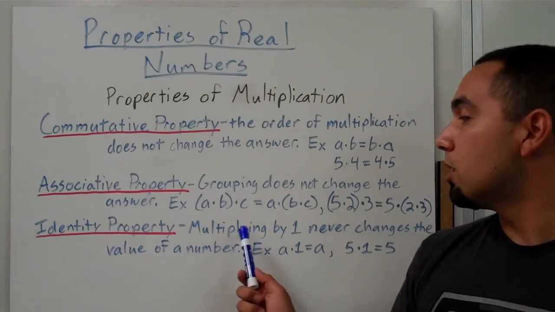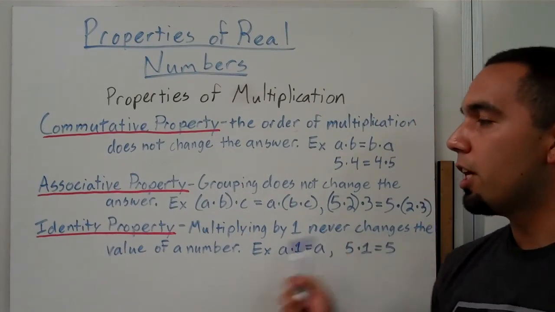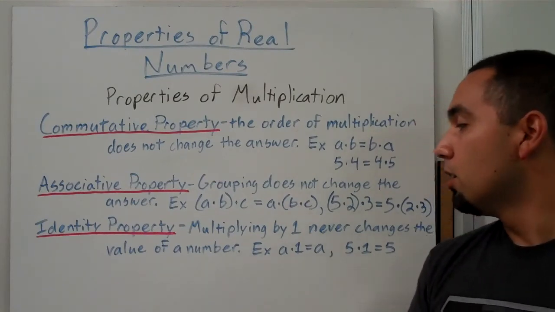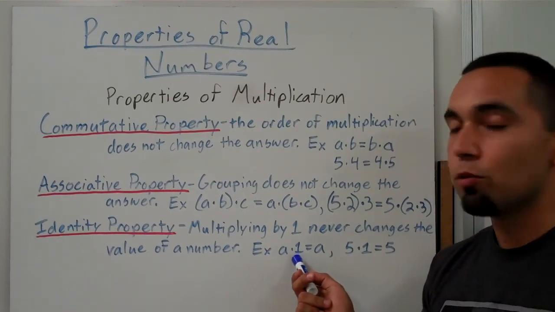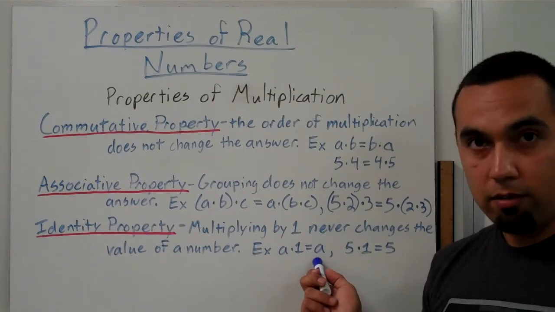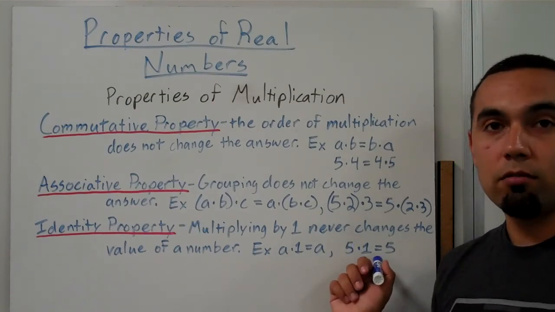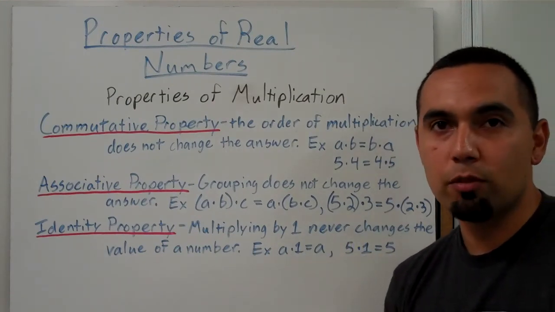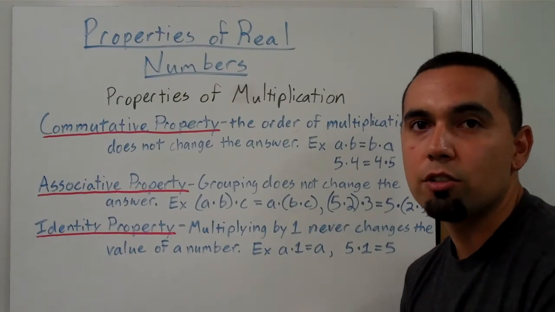Okay? Identity property. Now the identity property says multiplying by 1 never changes the value of a number. Okay? So let me show you an example real quick. A times 1 is just going to give you A, as well as 5 times 1 is just going to give you 5. Any number times 1 is just going to give you that number that you started with.